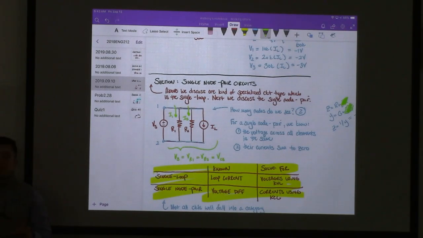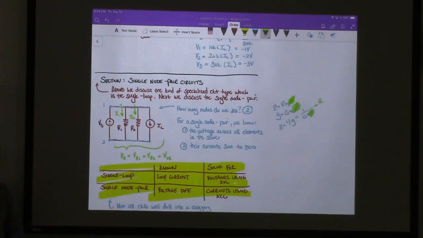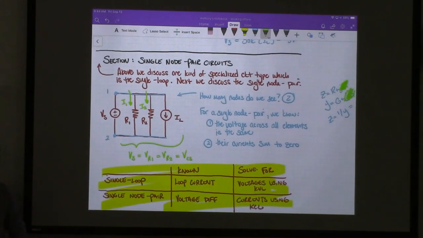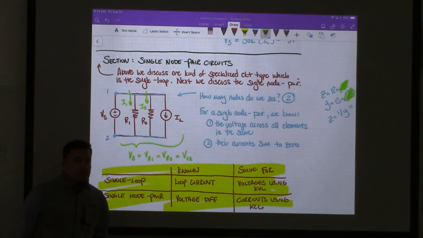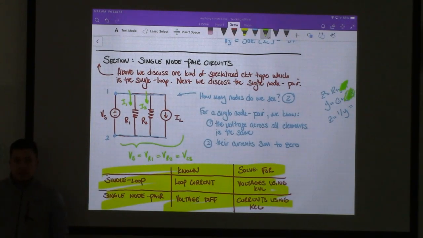So that's one type of problem that you should look out for in quizzes and exams. You see a single loop, should be a no-brainer. The other type that we saw or we introduced was the single node pair. So the single node pair is, again, another special case.